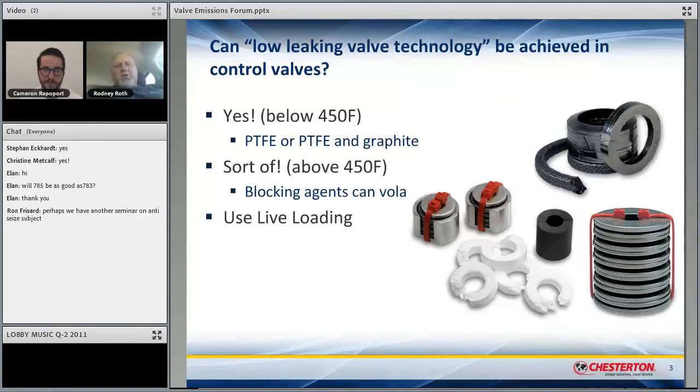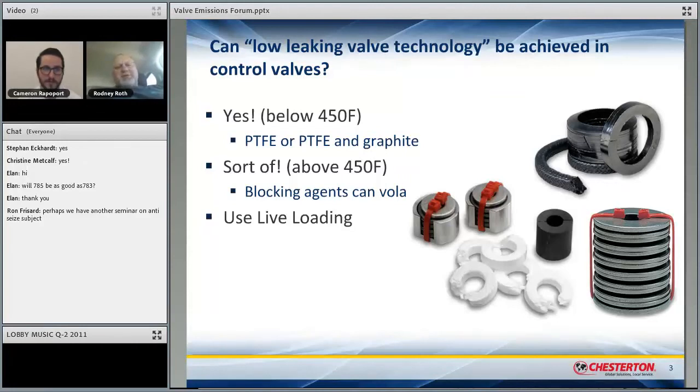It does require the use of live load. Where we do achieve low E in gate valves and globe valves with our 1622 without the use of live load, we cannot achieve that without the live load in control valves, and thus we would not warranty it as well. So yes, low E for PTFE, those valves that would use PTFE, it's absolutely achievable, and we do warranty that as well.